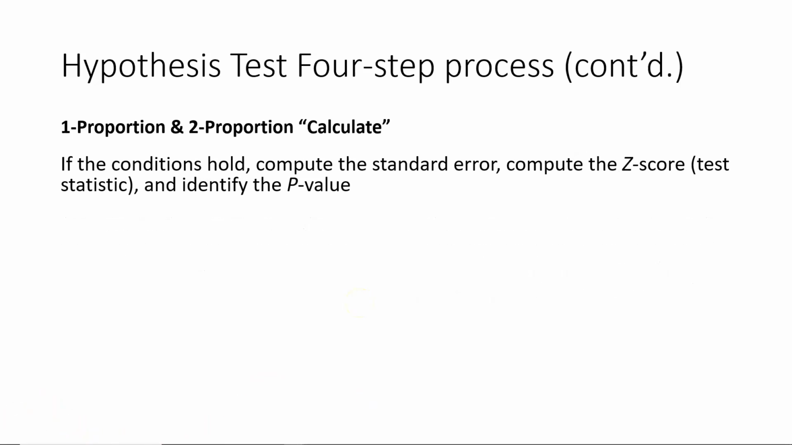Next, let's compare and contrast the one proportion and two proportion hypothesis test calculate step. And we notice in this particular case, we're going to do exactly the same thing for both of those types of hypothesis tests. In other words, if the conditions hold from the check step, we will compute the standard error, compute the capital Z score, the test statistic, and we will identify the P or probability value.